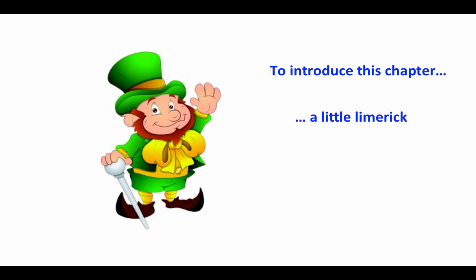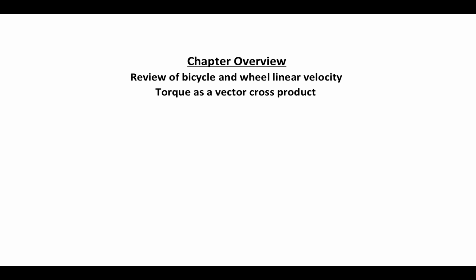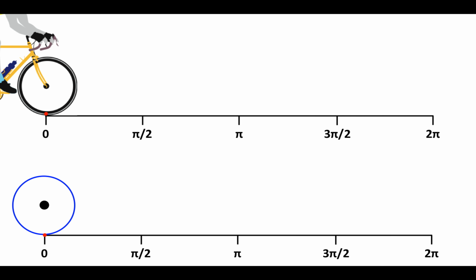Whether you push or yank, the torque on a crank comes from a vector cross product. In this chapter, we will look at a review of bicycle and wheel linear velocity, torque as a vector cross product, and crank torque angles in pedaling. Watch the graphic of the wheel on the bicycle and the wheel separate as we roll out one revolution.